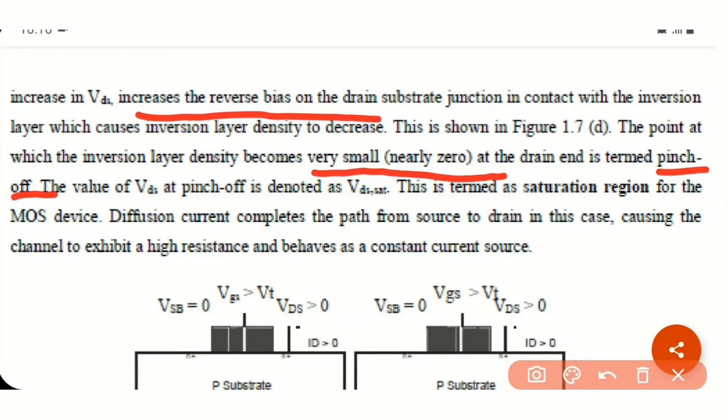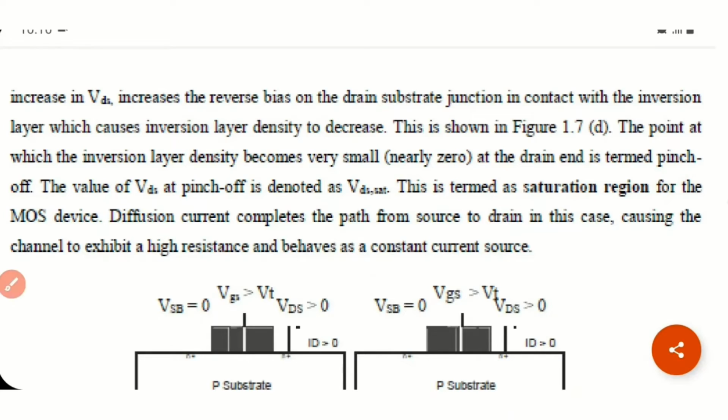The value of the drain source voltage at pinch off is denoted as VDS SAT. SAT is for saturation. And this is called the saturation region for the MOS device. Clear? So the third region is your saturation region.